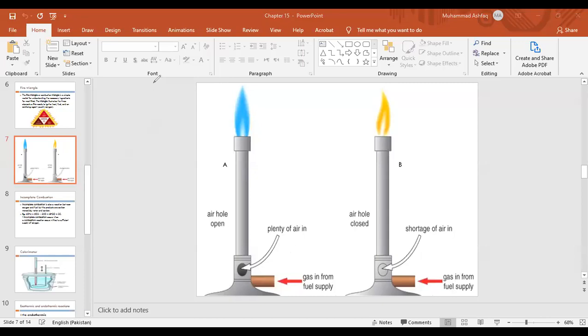Okay, now everyone can see the diagram of the calorimeter.